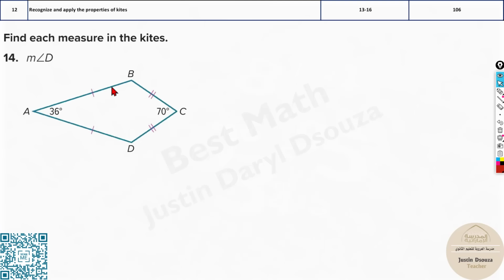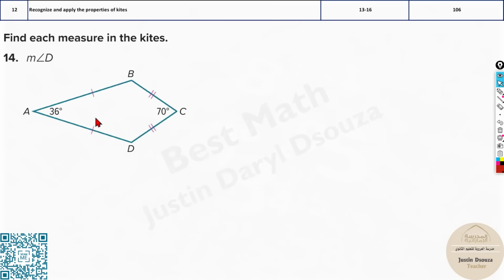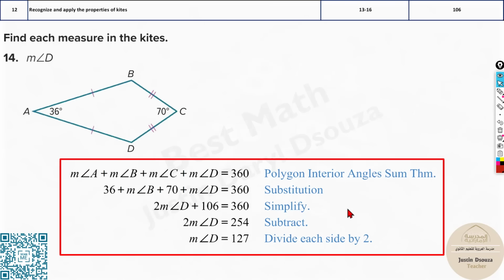And try the next problem by yourself. You have to find the measure of D. It's the same formula, it's just that the values are changed, and you can get the answer by yourself. Over here are the steps, but please do these by yourselves and then check the answers.